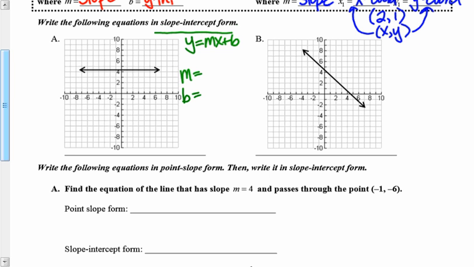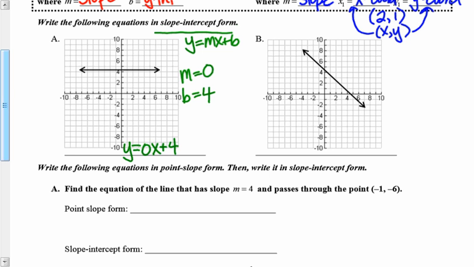So on A, this is a horizontal line, and the slope of any horizontal line is 0. b is the y-intercept, and I know that this one looks like it's at like 4.25, but I think that line just got scooted up a little bit. I think the intention is that that horizontal line is at 4, so we'll say the y-intercept is 4. So when we go to write the equation, we would have y = m, which is 0, x + 4.